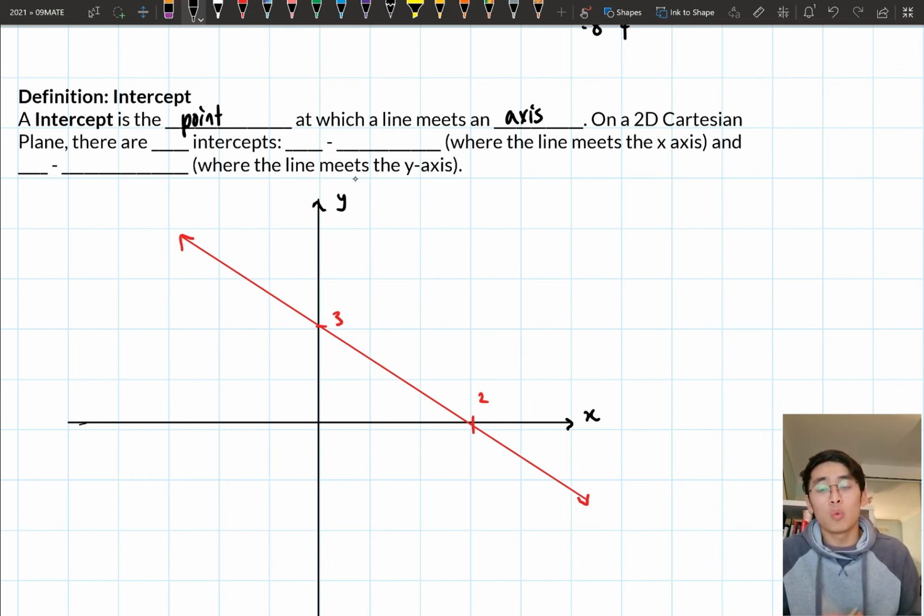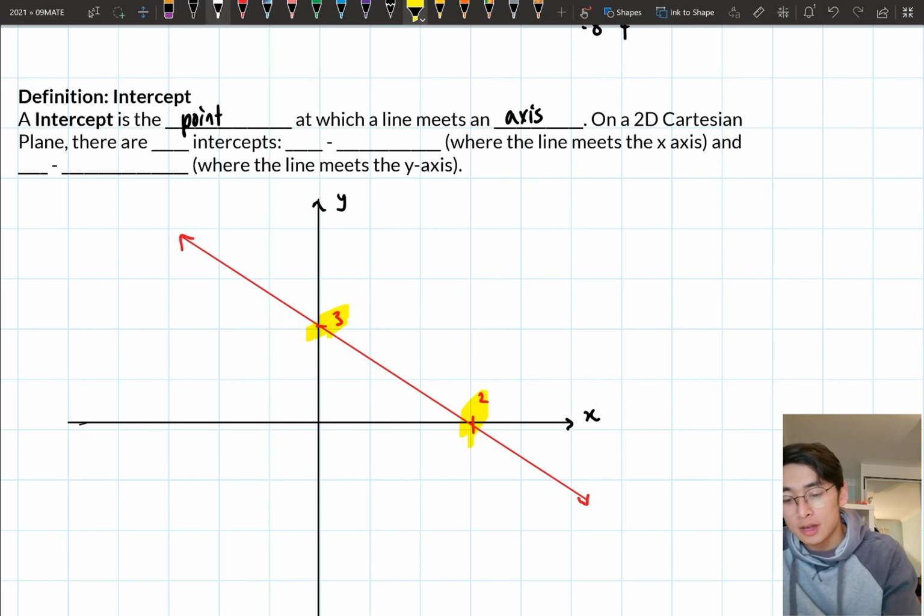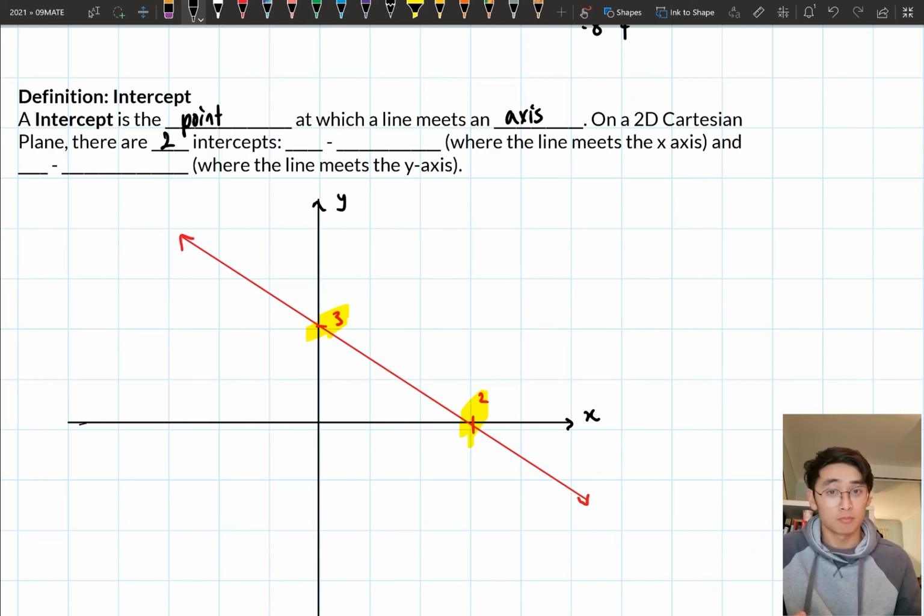An intercept is where the points at which the line, this red line here, touches my two axes. And so here I've actually indicated them. My two intercepts are 3 and 2. That's what an intercept is. It's just where this line touches the two axes. And on a 2D Cartesian plane, there are two intercepts. So notice here, I've got two intercepts. Two of them. And they're really simply named based on where they touch.